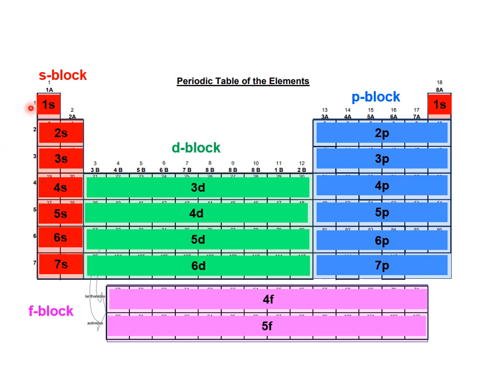So what we see here is this is row number 1. That's where the 1s is. Row number 2, the 2s. Row number 3, the 3s. Row number 4, the 4s. So for the s's, the row number actually corresponds to the filling of that orbital. Same thing with the p's. This is row number 2, so we fill the 2p's. Row number 3, we fill the 3p's. Row number 4 is the 4p's.